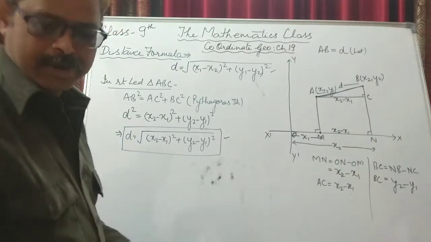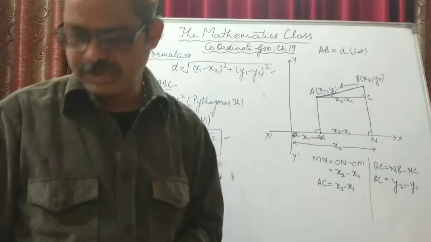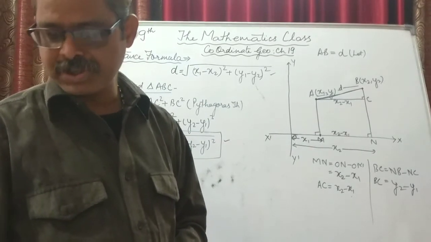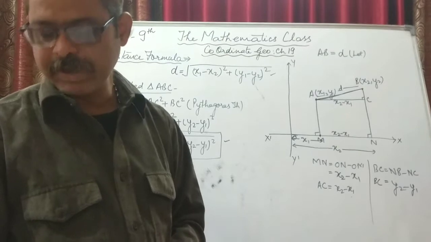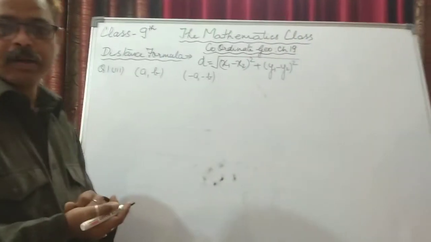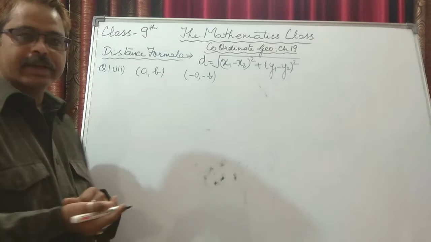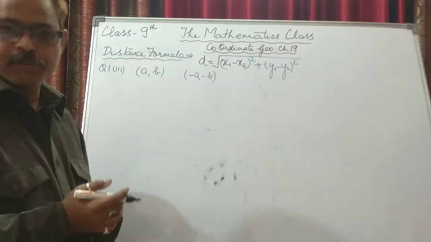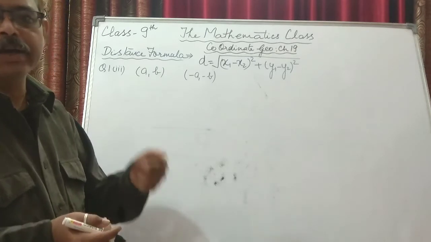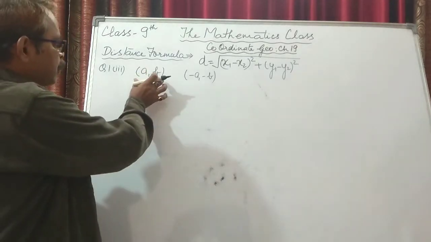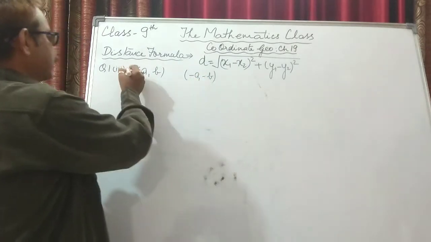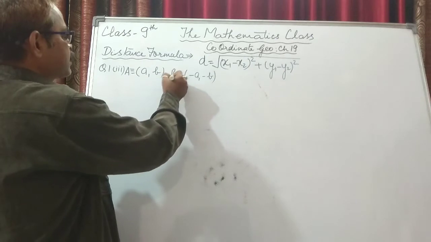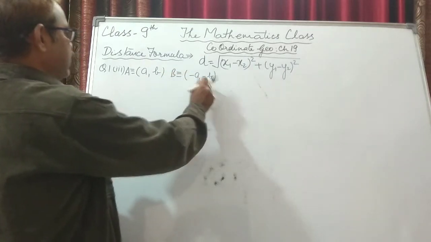This should be remembered. Now we move on to the exercise, exercise 19.4, and we will see which questions are typical. Those questions I'll be discussing with you all. To start with, I have taken question number 1, third part. They say, find the distance between the following pair of points. These are the points A, B and minus A, minus B. So I am writing A, B as one point, and the other point is represented by minus A, minus B.